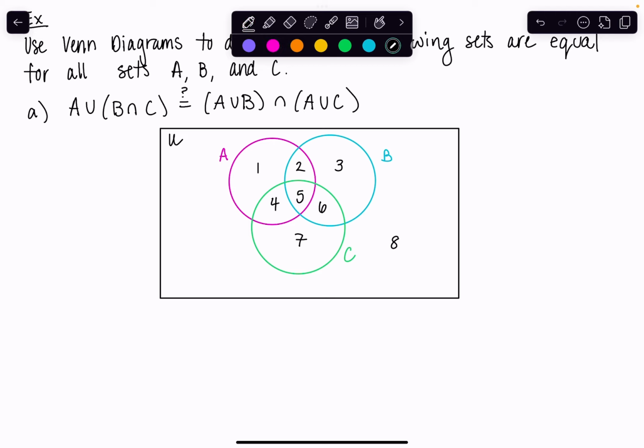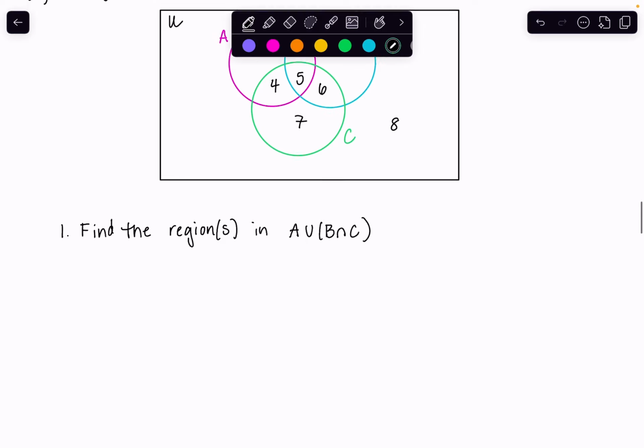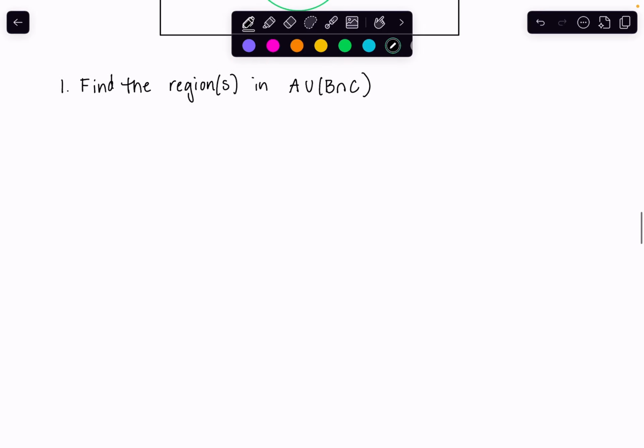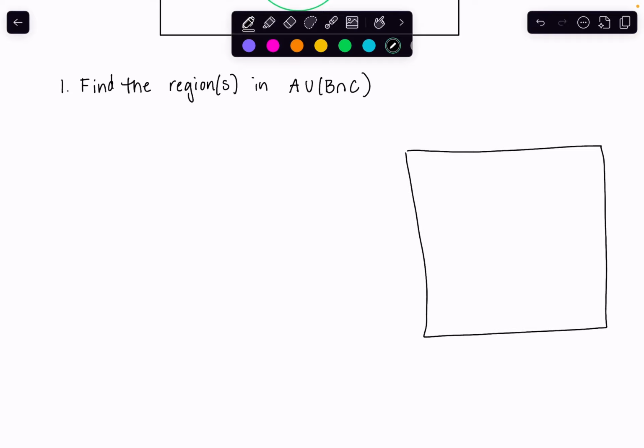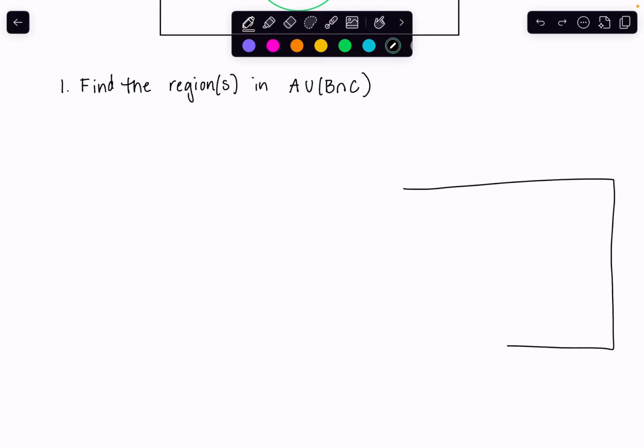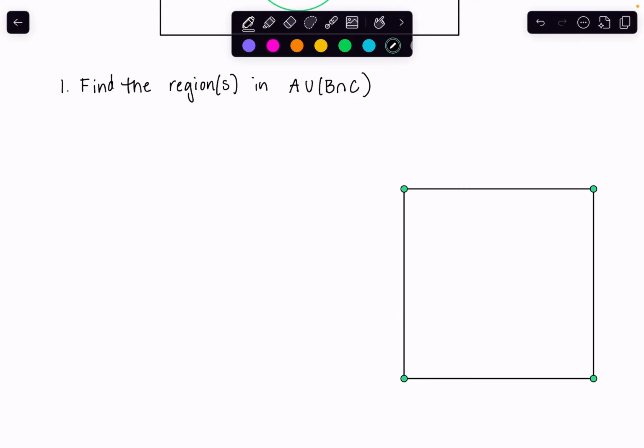So my first step in this problem is to find the regions, and it could be one region, it could be multiple, in A union B intersect C. Okay. So what I like to do for these is draw a picture. And I'm going to take it basically piece by piece. Let's see if it'll do it. There we go. Good enough.